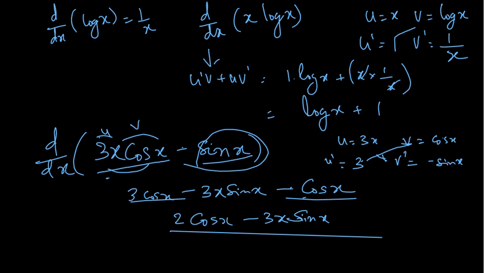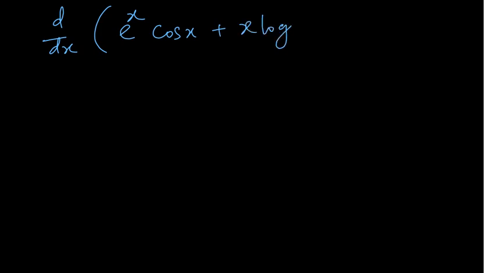One more question you will have to do. D by dx of e power x cos x plus x log x. It's actually two questions. You have to do for this separately, and then add it. Okay. You do it in the notes and give me the final answer.